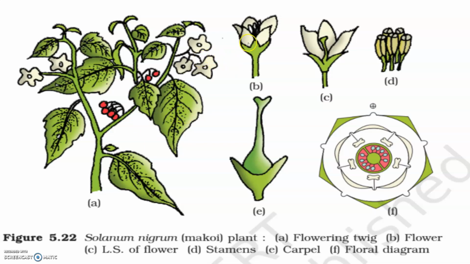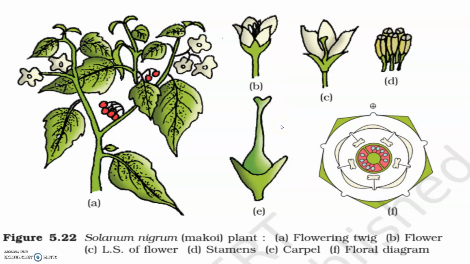Floral characters: inflorescence is solitary, axillary or cymose. Flower is bisexual and actinomorphic. Calyx: sepals, they are 5. You can see here sepals, they are 5, they are united, they are persistent with valvate aestivation. Corolla: petals, they are 5, united with valvate aestivation. Androecium: stamens, they are 5, epipetalous. Gynoecium is bicarpellary, syncarpous, ovary superior, bilocular.